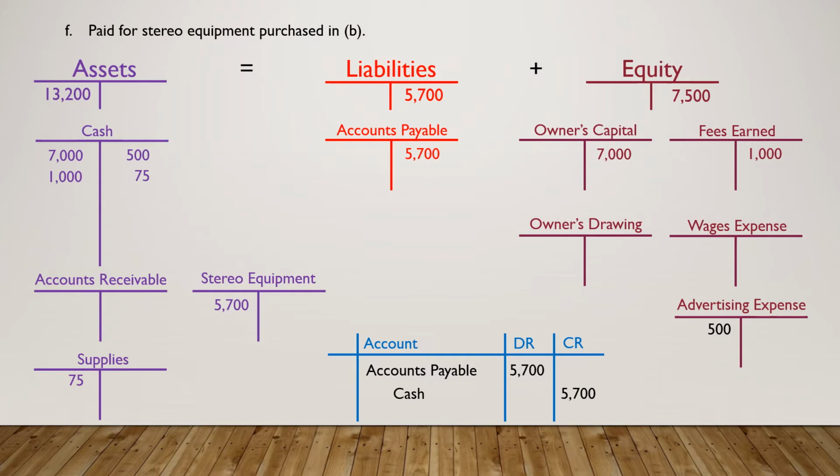The debit goes to the left column of the accounts payable T account, and the credit goes to the right column of the cash T account. That credit to cash reduces total assets to a $7,500 debit, and the debit to accounts payable reduces its balance to zero.